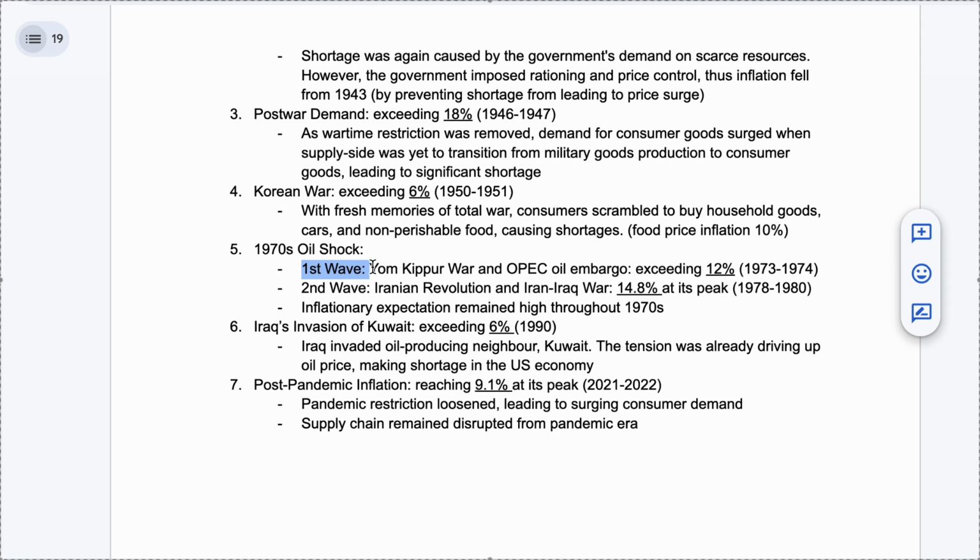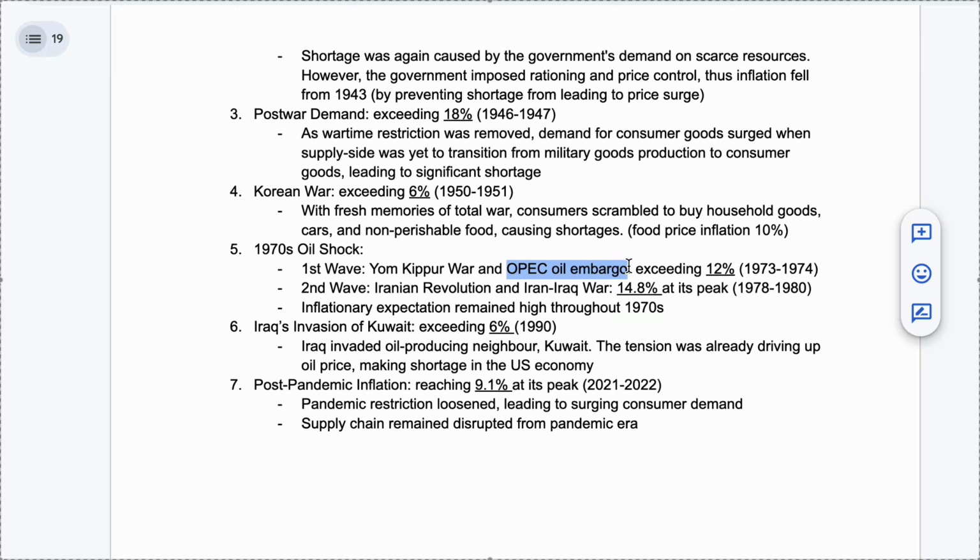I think it was a conflict between Israel, Egypt, and Syria. I think some other countries in the Middle East, and OPEC, which is a collection of multiple oil producing countries, did impose an oil embargo against the U.S. and some other Western countries, which led to significant shortage.